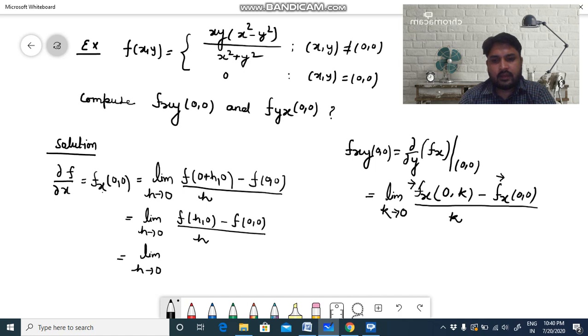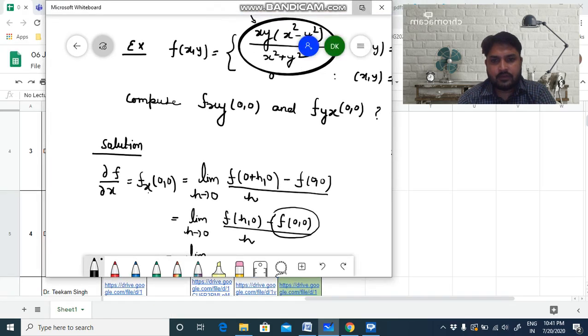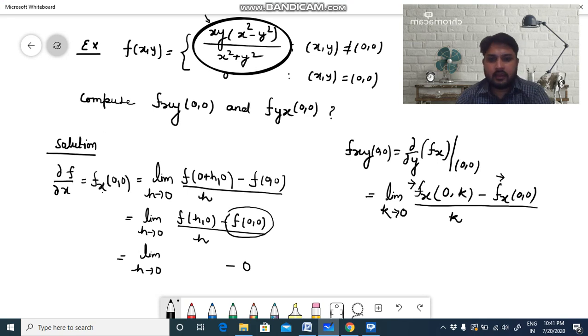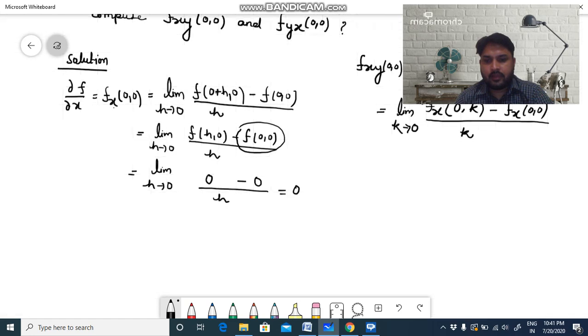Here we can see that the value of the function when x, y both are equal to 0 is 0. So in place of this, we will use 0. And in place of x, we will use h, and in place of y, we will put 0 in this function. If we put y equal to 0 here, it gives us 0 again, and 0 minus 0 upon h is equal to 0. So that means the partial derivative of f with respect to x at the point (0, 0) is equal to 0.